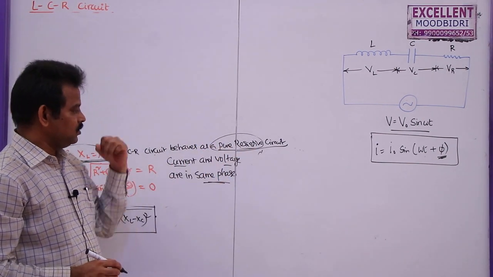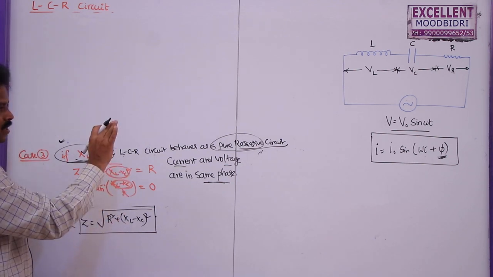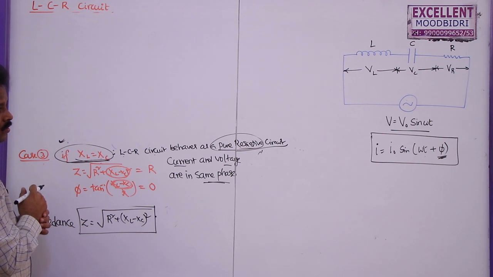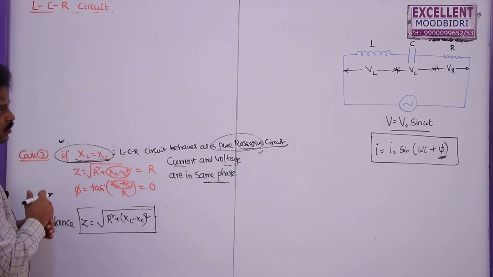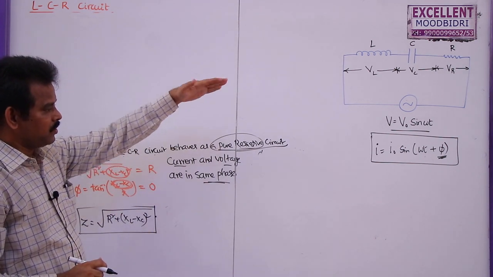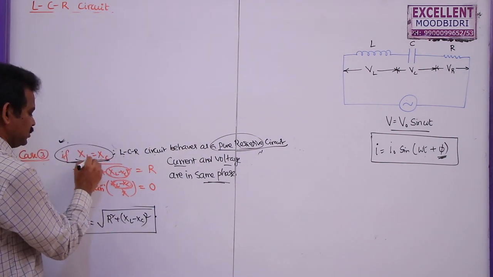So what is the meaning of this one? That means the capacitor as well as inductor will not behave in its own way. That means they will become ineffective there. Only resistance will be effective in this circuit if XL is equal to XC.